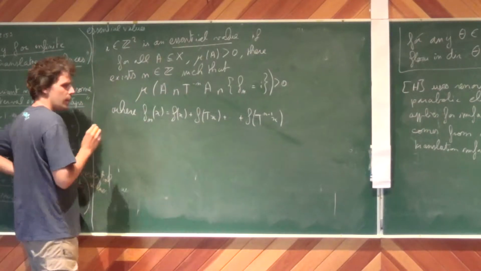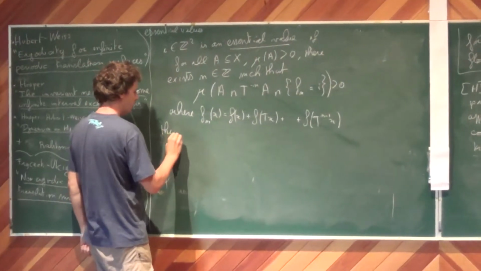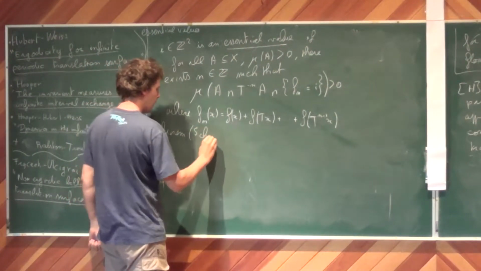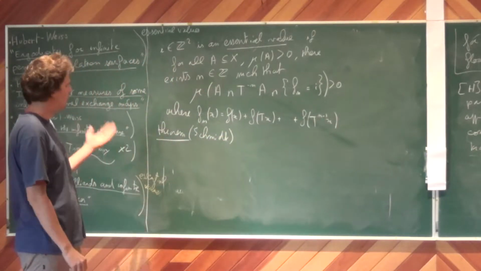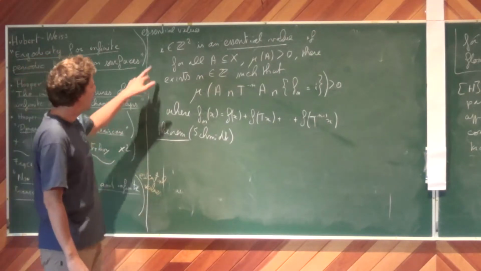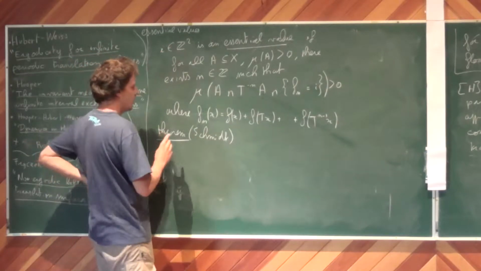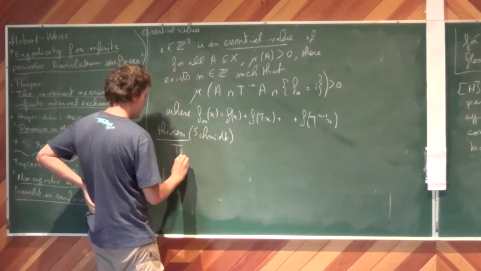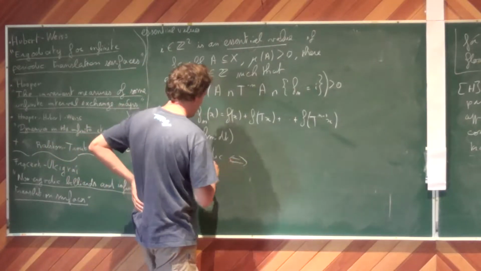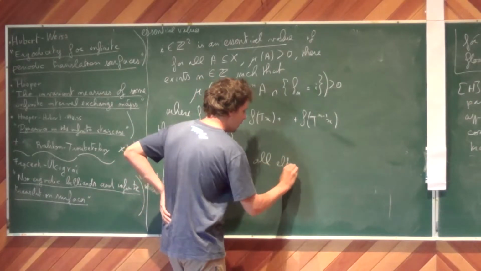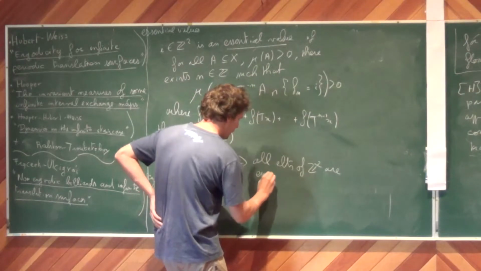And the result, I guess this is of Klaus Schmidt, is that ergodicity of the skew product T_F is equivalent to having all elements of Z² as essential values.